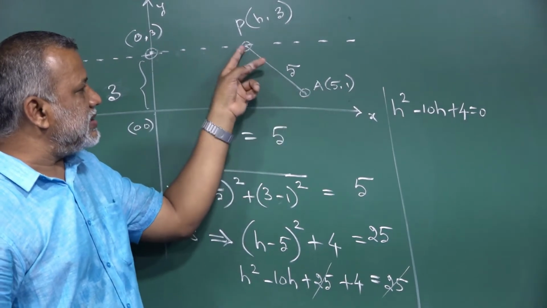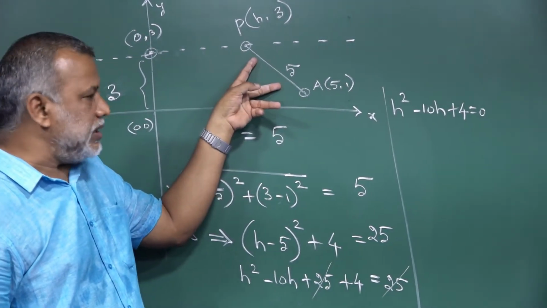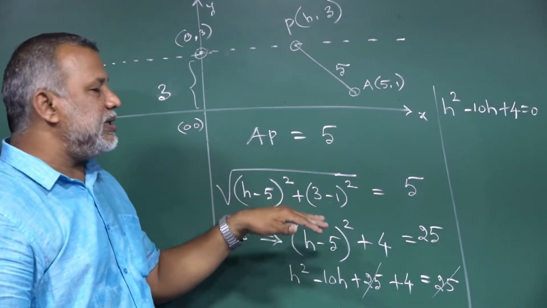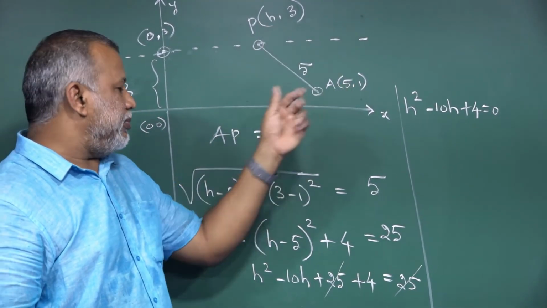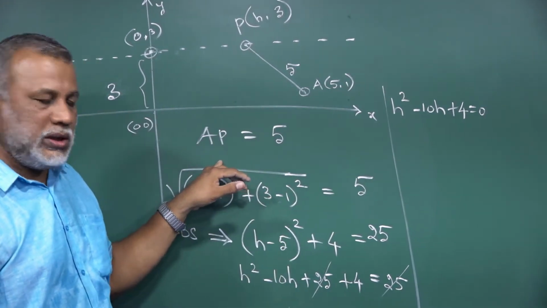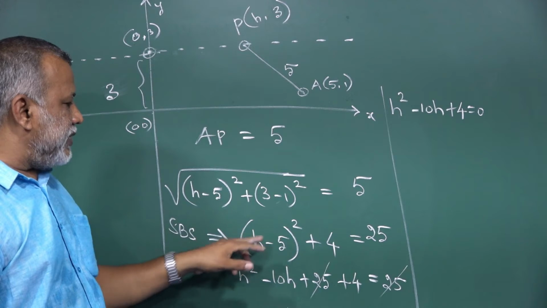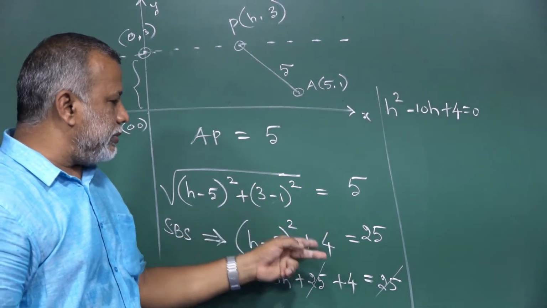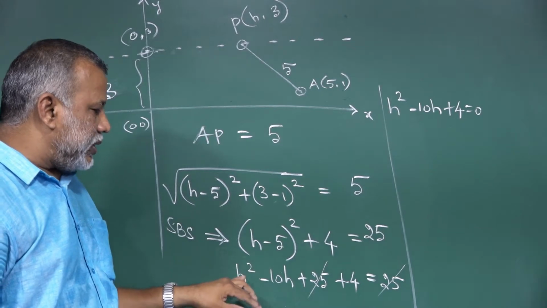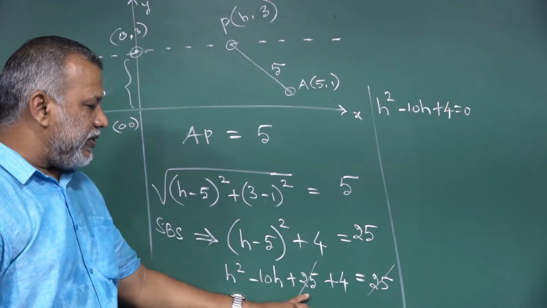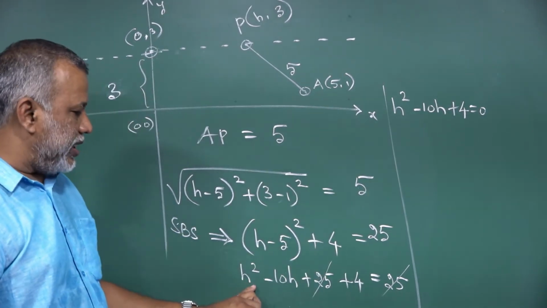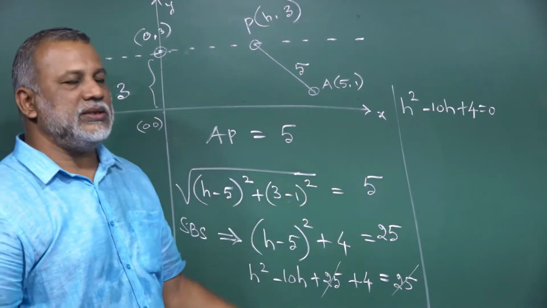So we are having the distance. This is also given in your question itself: AP equals 5 units. Here AP is nothing but the distance between 2 points: h minus 5 the whole squared, 3 minus 1 the whole squared. Then, avoiding this root, squaring both sides, h minus 5 the whole squared, 3 minus 1 becomes 2, 2 squared becomes 4, and we get 5 squared is 25. Then expanding this one, we get h squared minus 10h plus 25 plus 4. Already we have one more 25, so 25 should be removed. Therefore h squared minus 10h plus 4 equal to 0.